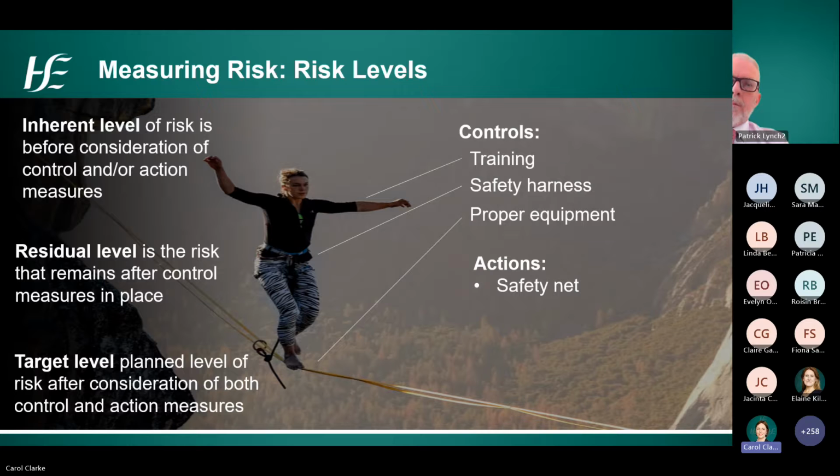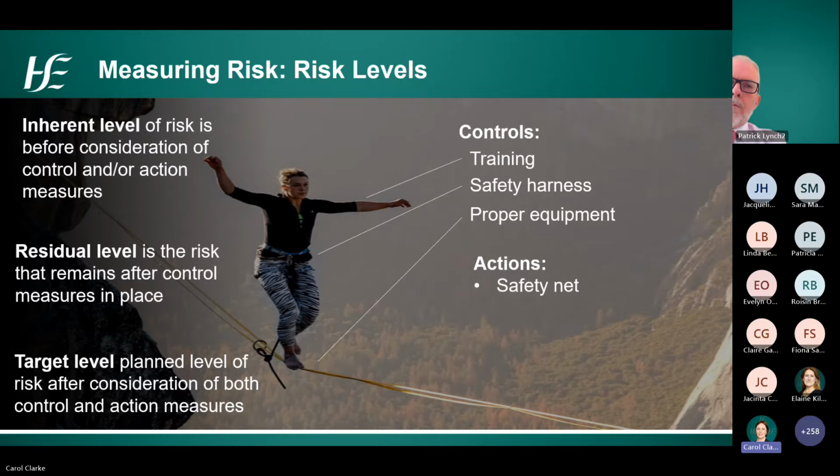Before attempting to walk the tightrope, you establish a target level that you consider to be acceptable. For instance, you might determine that a target risk of no more than 5% chance of falling is acceptable. This means that your goal is to minimize the risk of falling to or below that target level by implementing additional actions such as a safety net, practicing diligently, and taking the necessary precautions.